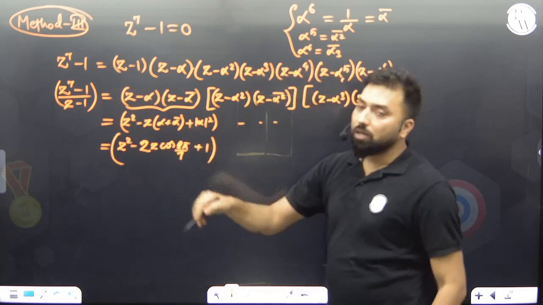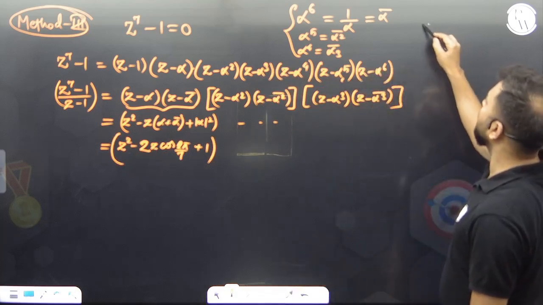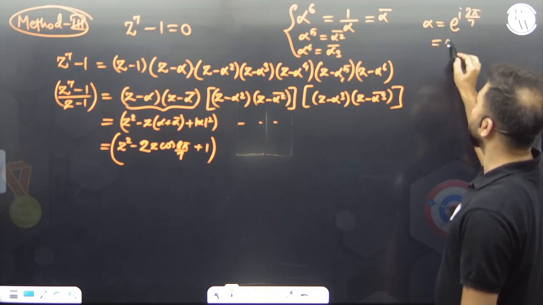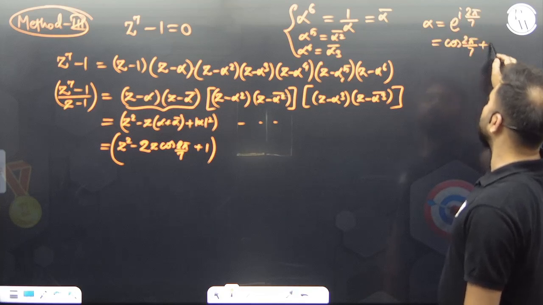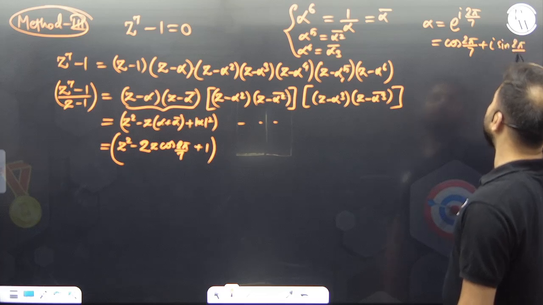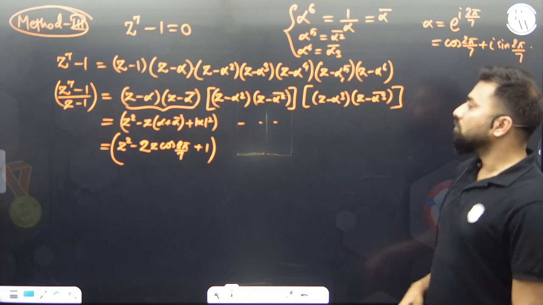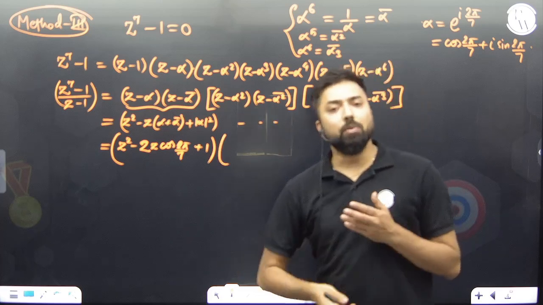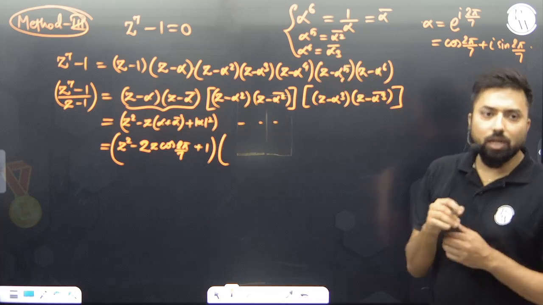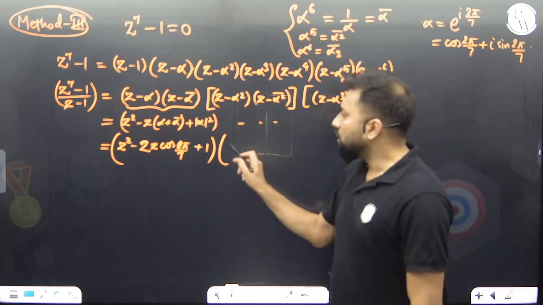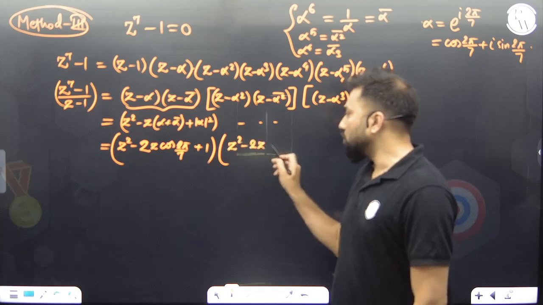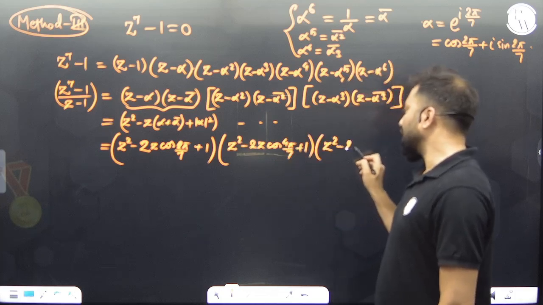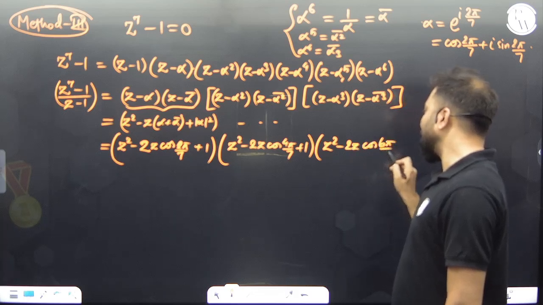See, here alpha is basically e raised to the power i 2 pi by 7, which is equal to cos 2 pi by 7 plus iota times sin 2 pi by 7, right? So real part of alpha will become cos 2 pi by 7. Now similarly, alpha square's real part will be cos 4 pi by 7, and similarly here you'll get cos 6 pi by 7. So this particular term would become z square minus 2z cos of 4 pi by 7 plus 1, and this is z square minus 2z cos of 6 pi by 7 plus 1.